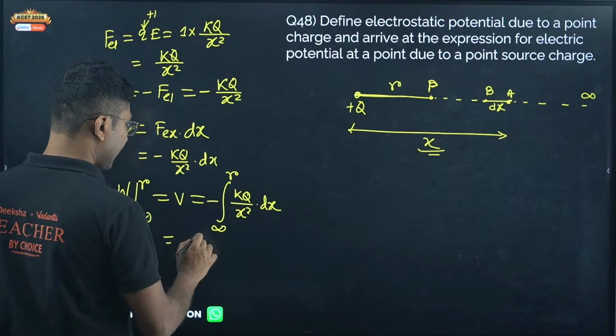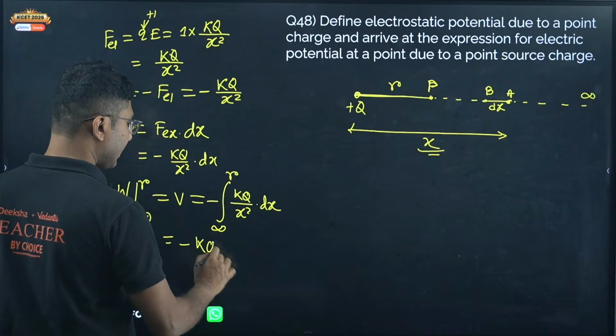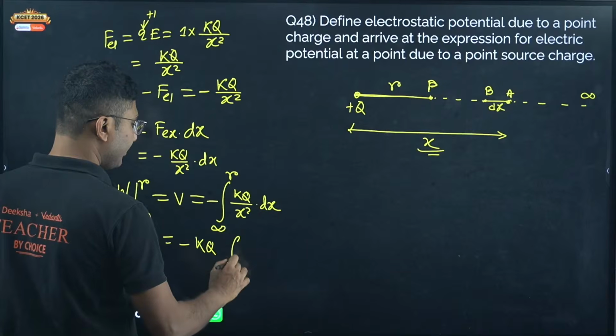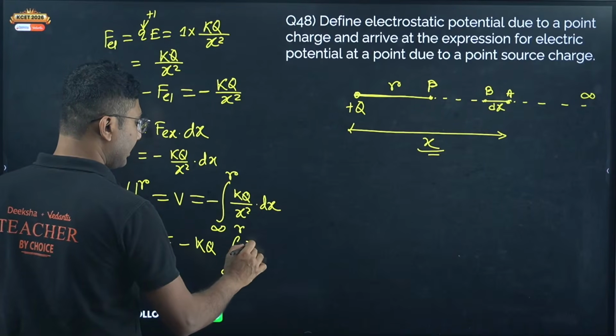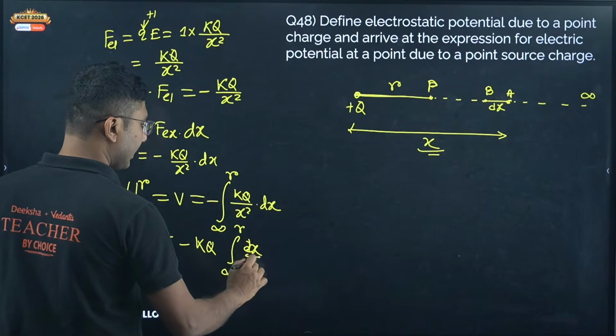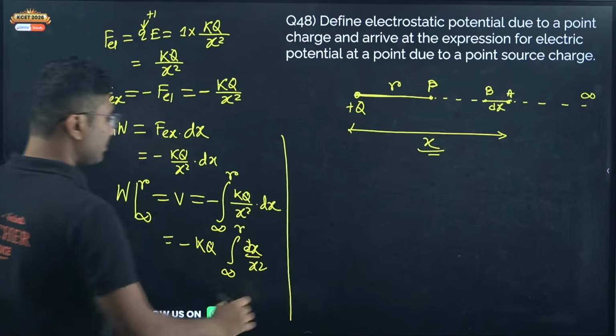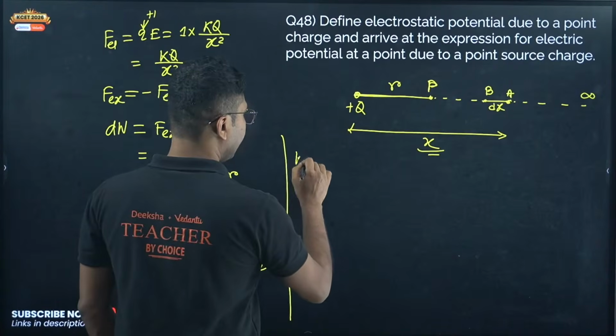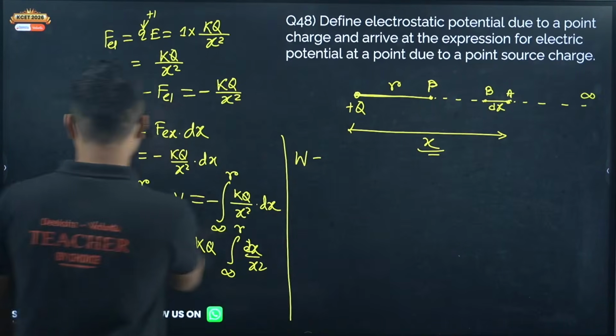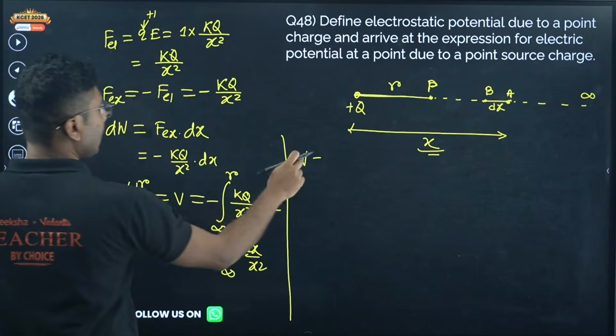Now take this minus sign out. KQ is constant. You get integration from infinity till R of dx by x square. Okay, so if you do the integration, you get work done. Obviously work done equals potential. You don't need to write W again.